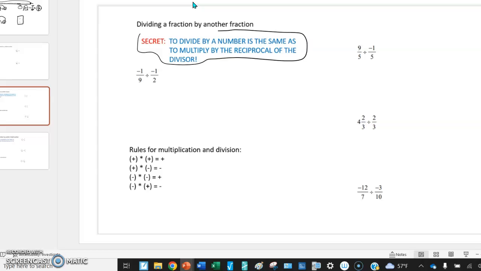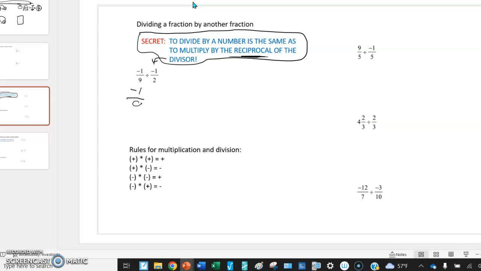To divide by a number is the same as to multiply by the reciprocal. We talked about reciprocals in class. So negative 1/2 is the divisor, so this is the divisor right there. You need to change it into the flip version of it once you change the division into multiplication.